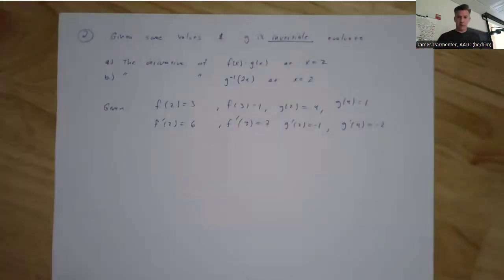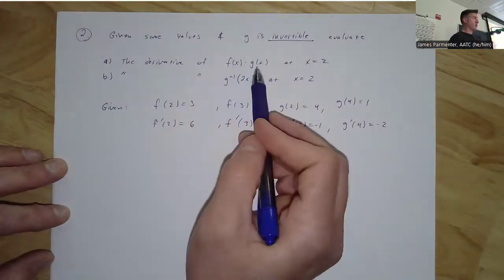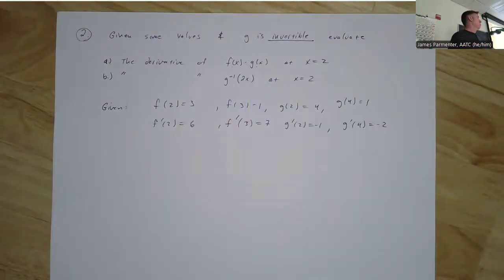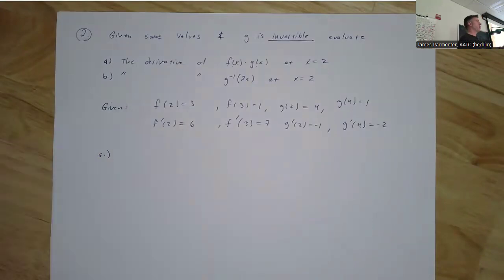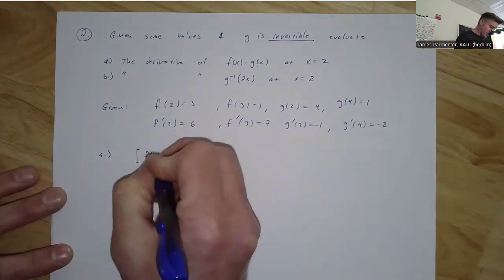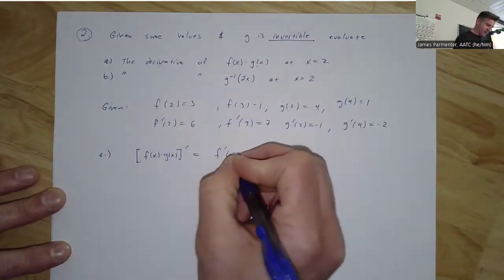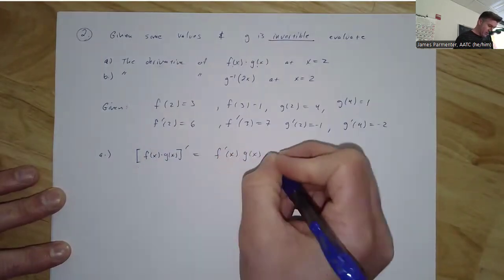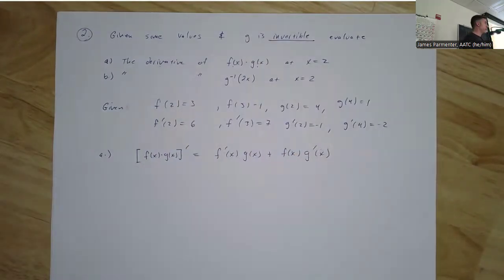So let's start with the first one first. They've asked us to find the derivative of f of x times g of x. So what do we need to do? The product rule. So here's what I'm going to write for A. I'm just going to do the derivative without plugging anything in yet. So the derivative of f of x times g of x, I'm just going to spit out the rule. It's f prime of x times g of x plus f of x times g prime of x, or however you like to write it.